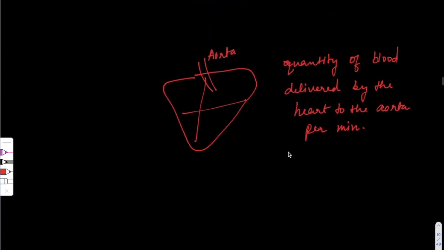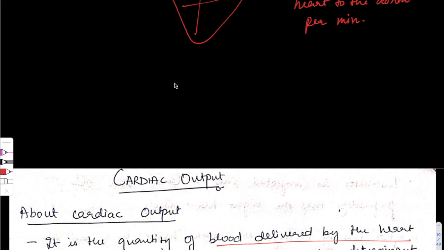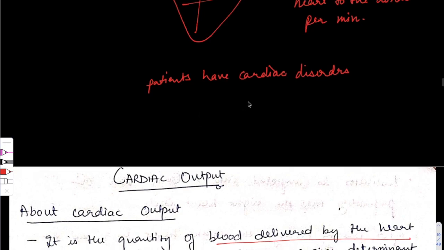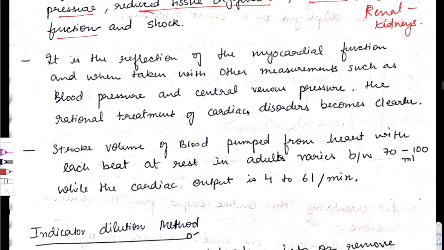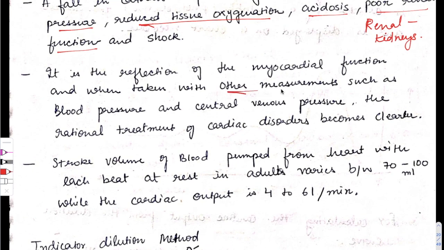So basically, what we have understood in this point is that when patients have cardiac disorders, we measure the cardiac output of the patient along with other measurements like blood pressure and central venous pressure. Central venous pressure is the pressure in the veins.